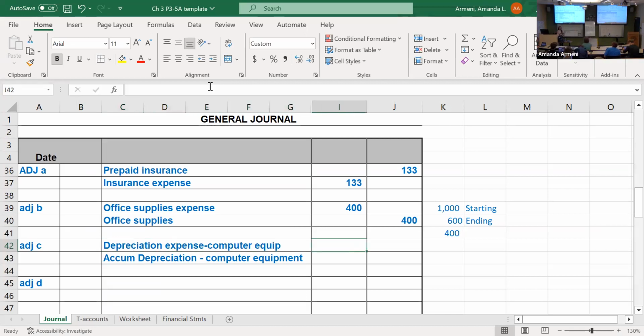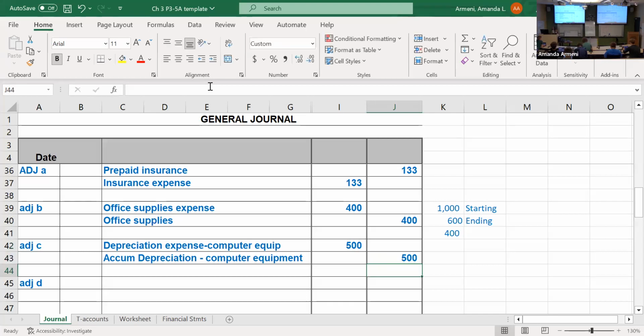Depreciation expense, just like all the other expenses, always decreases equity. That's why it's our debit of 500. And accumulated depreciation is a contra asset. We want it to decrease the value of our asset. So that's why it's a credit in our journal.